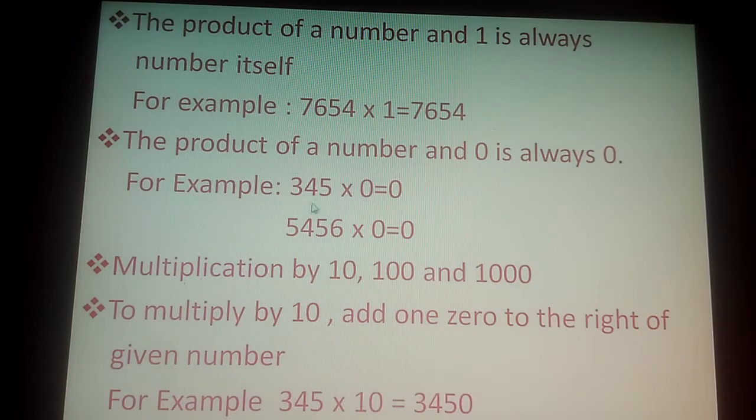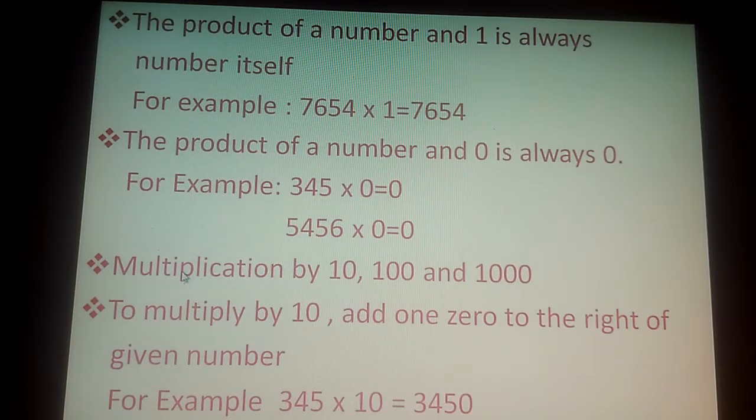The product of number and 0 is always 0. Whenever we multiply any number by 0, result will be same, 0. First example, we are multiplying 345 by 0, answer is 0. Next example, we are multiplying 5456 by 0, answer is again 0.